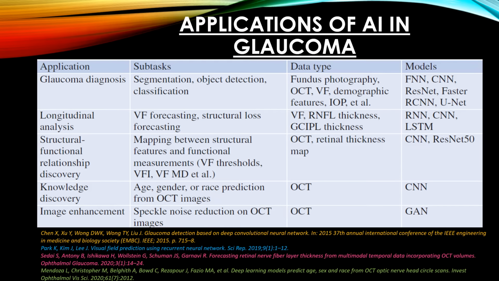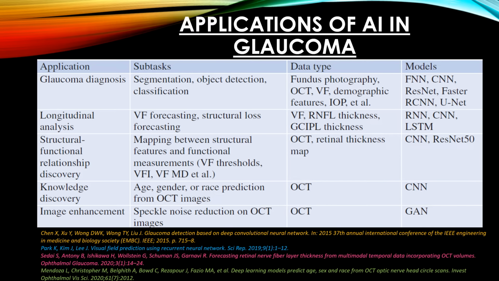The various applications of AI in glaucoma are, firstly, that it can help in diagnosis. Whatever data we have, that is fundus photography, OCT, visual fields, demographic features, and intraocular pressure, it can segment it, do object detection, and then classify the patient as glaucomatous or non-glaucomatous. Then by longitudinal analysis, it can do visual field forecasting and structural loss forecasting. It can also help us with structure-function relationship discovery and knowledge discovery, that is age, gender, or race prediction from the OCT images, that is, whether these people will be having glaucoma or are going to later develop glaucoma or not.